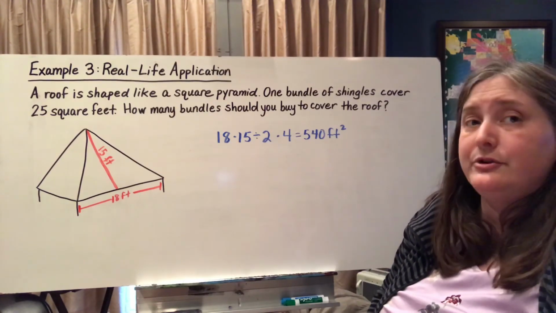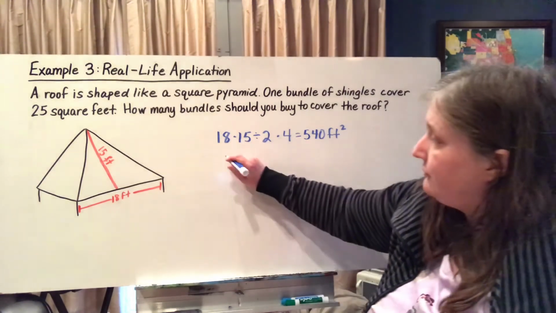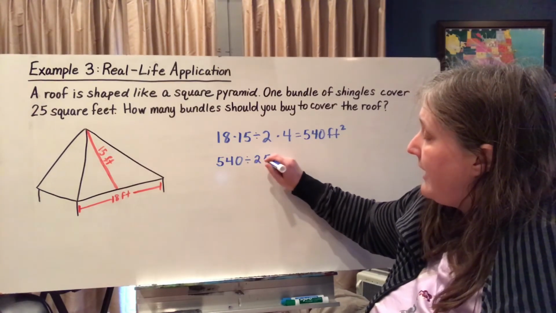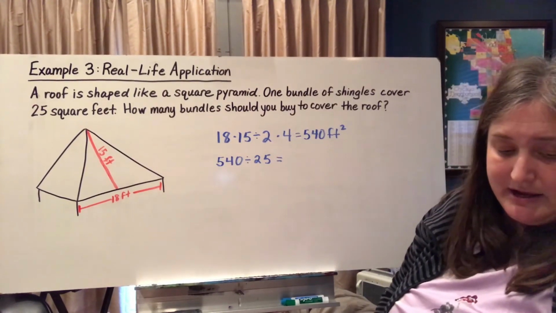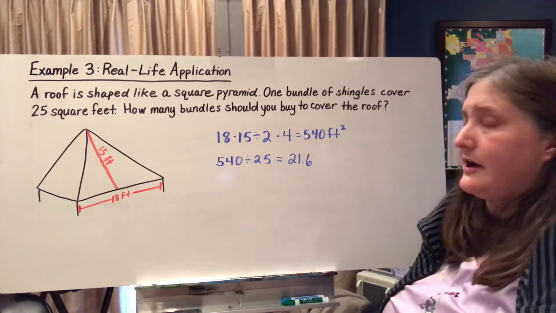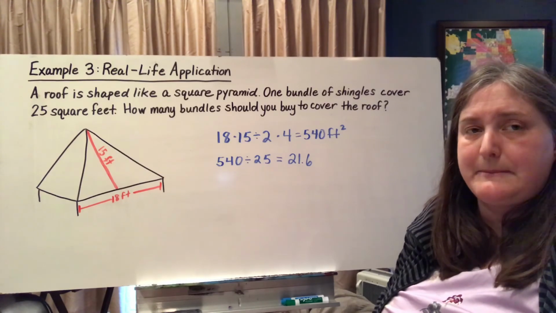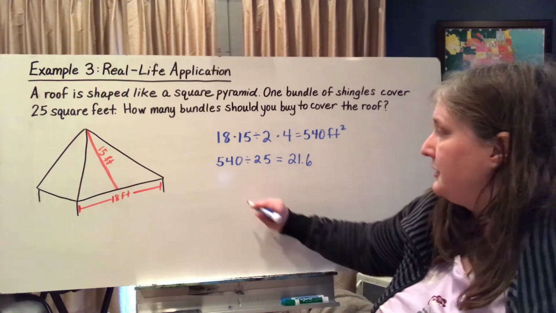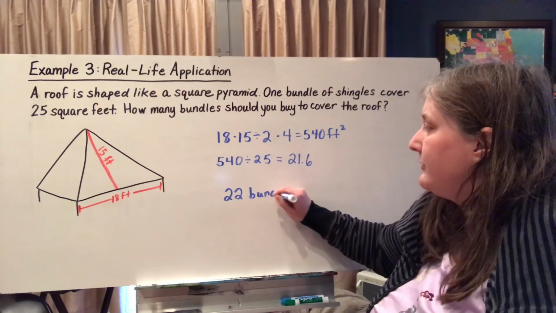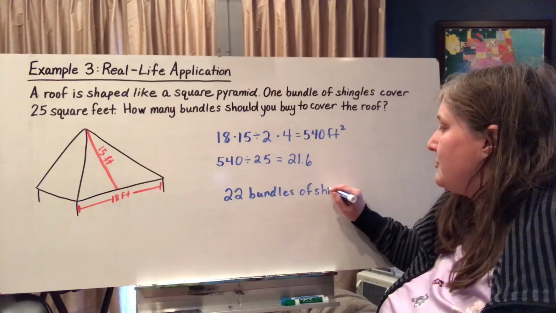Now we said that a bundle would cover 25 square feet, which means that I have to do 540 divided by 25, which gives me an answer of 21.6. And it would be nice if I could buy 21.6 bundles, but the store is probably not going to let me buy 0.6 of a bundle. So in total here, I'm going to have to buy 22 bundles of shingles if I want to cover the entire roof here.